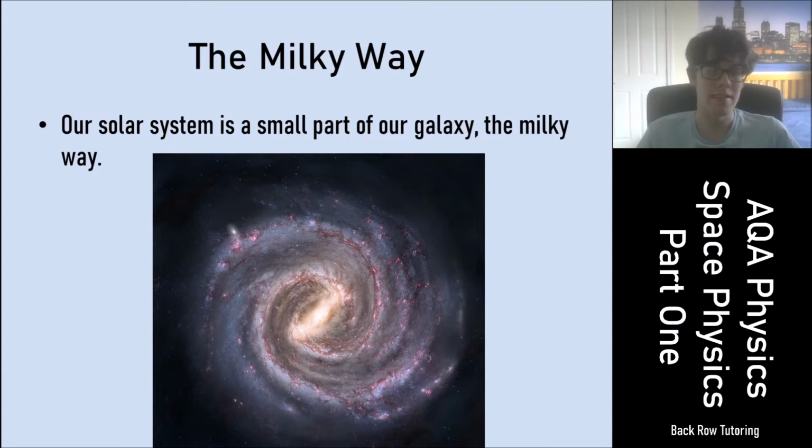Now, our solar system is a small part of our galaxy, the Milky Way. So the Milky Way is shown there. Our solar system, those parts that I've just shown you, make up a very, very small part of our galaxy. There are hundreds and thousands of stars which make up the Milky Way, and other planets and satellites and other things that you find in space as well. But our solar system is found within our galaxy, the Milky Way.